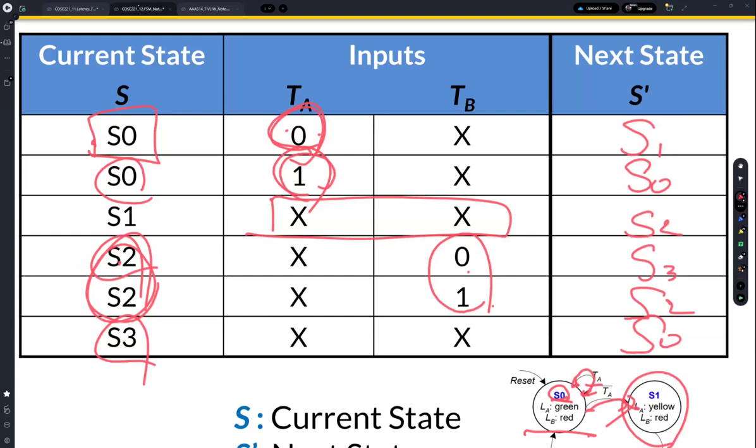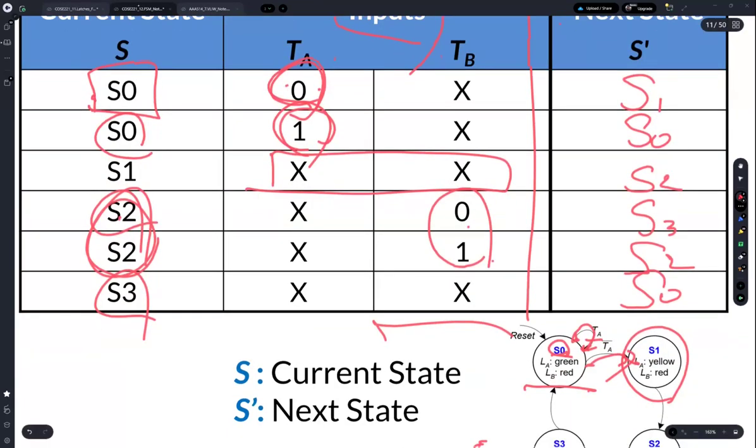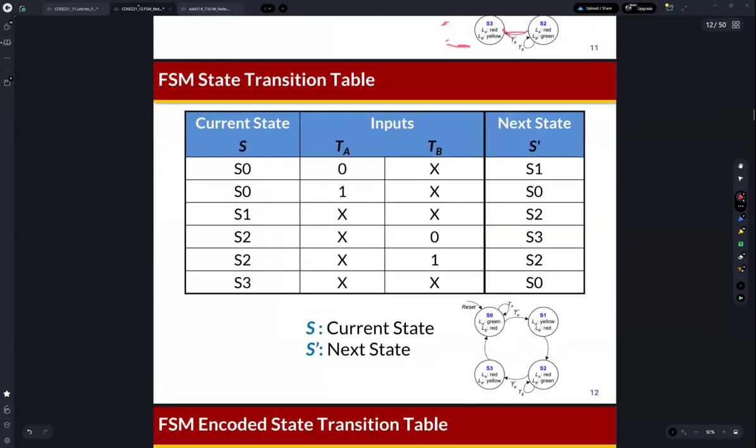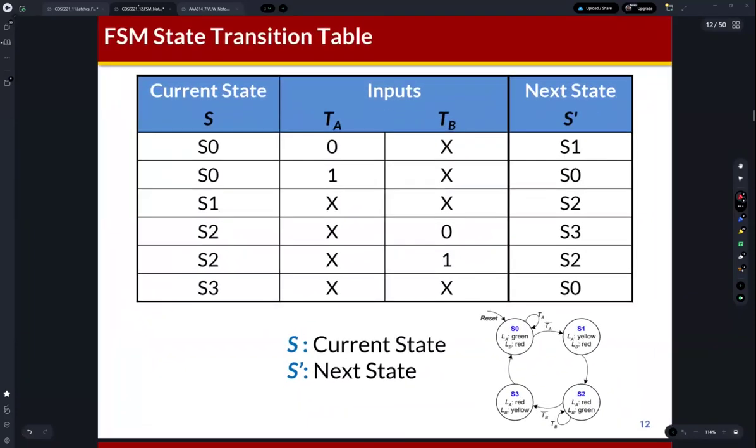So it's not difficult. If we define the state transition diagram, then based on this state transition diagram, we can define the state transition table. So in the state transition table, the left side is the current state and input. Then the result is the next state, like this. So this is the answer. Okay.